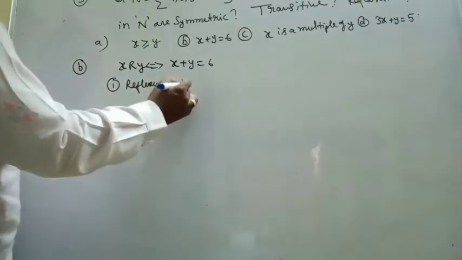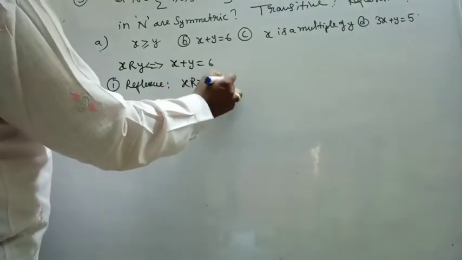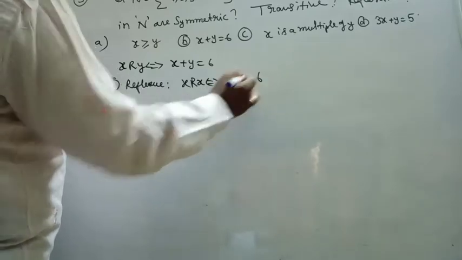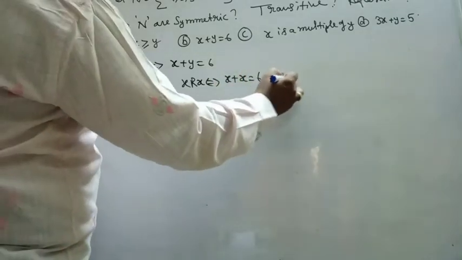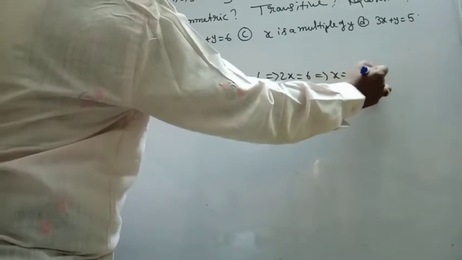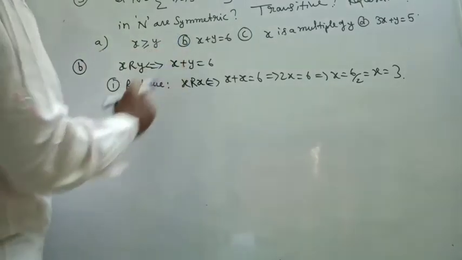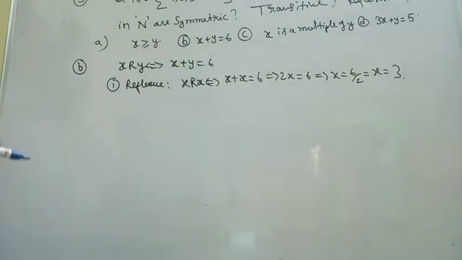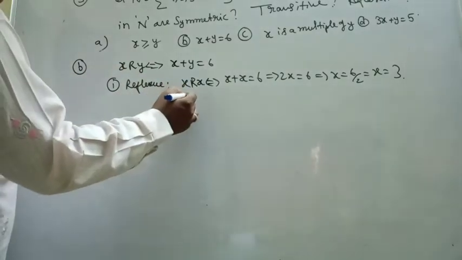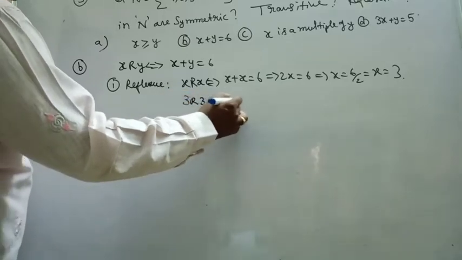x is related to x, right? x is related to x means, can we say that x plus x is equal to 6? That means 2x is equal to 6, so x is equal to 6 by 2, that means x is equal to 3. Only when x is equal to 3 will we get x plus y equal to 6. Okay, 3 related to 3, that means 3 plus 3 equals 6.